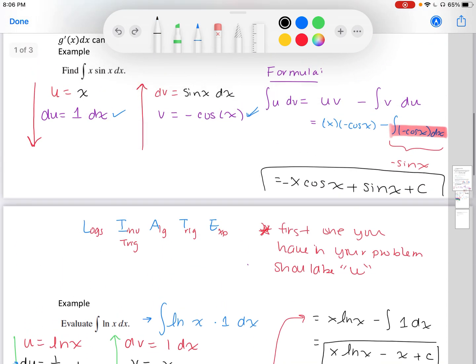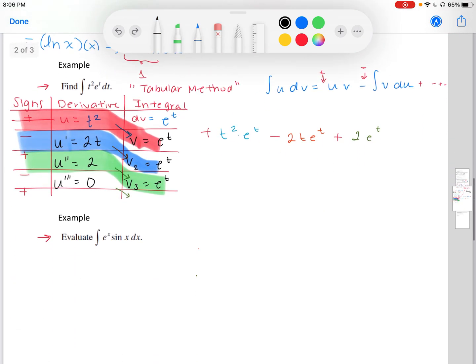So we can say that our answer is t squared e to the t minus 2t e to the t plus 2 e to the t plus c. And that is our answer.